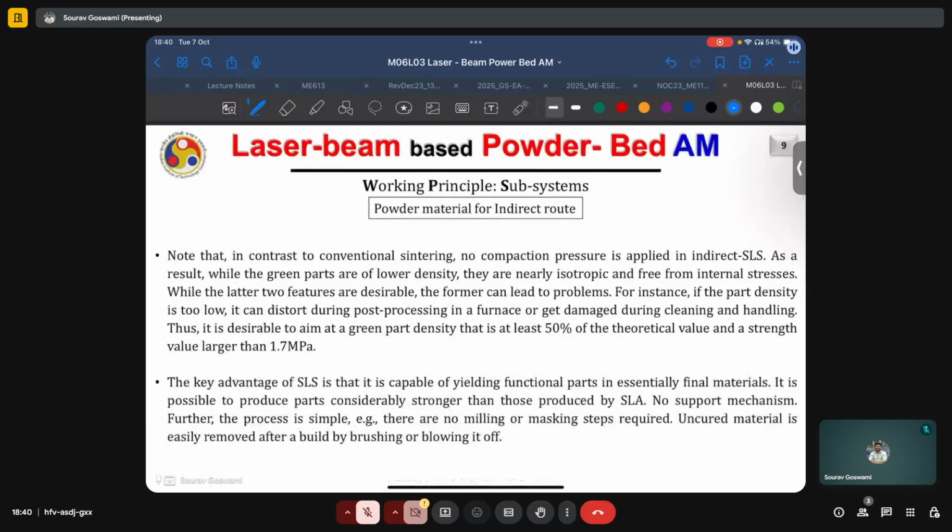In contrast to conventional sintering, however, no compaction pressure is applied in indirect SLS. As a result, while the green parts are of lower density, they are nearly isotropic and free from any residual stresses. So it is somewhat analogous to the pressureless sintering phenomenon.